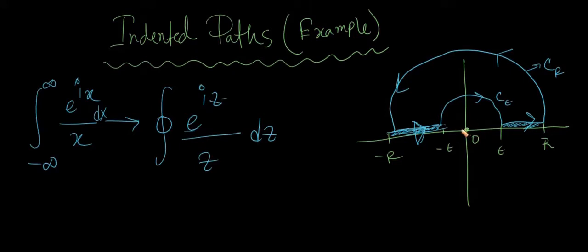because there is a singular point or a pole at z equals 0, or x equals 0, however you want to call it, and you can see that there are no other singularities inside this contour. That means inside this region, this blue region.